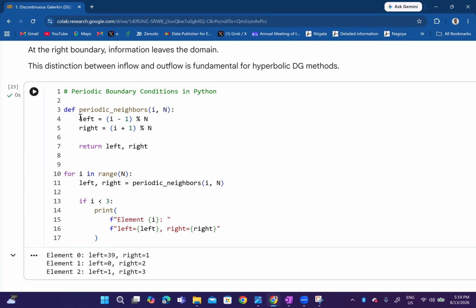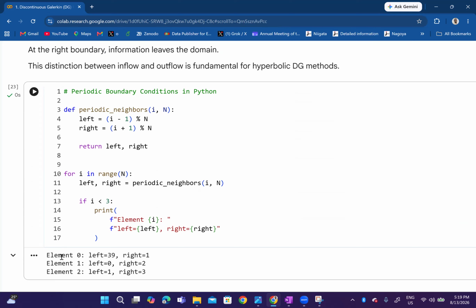Define a function called periodic_neighbors for i, n. For the left, you have (i minus 1) modulo n. Then for the right, you have (i plus 1) modulo n. So if you have i minus 1 and you divide by n, whatever remains is the value of left, and the right we also have that. Then you return left and right. For i in range n, left, right equals periodic_neighbors(i, n). If i is less than 3, you print element i, then left and right.